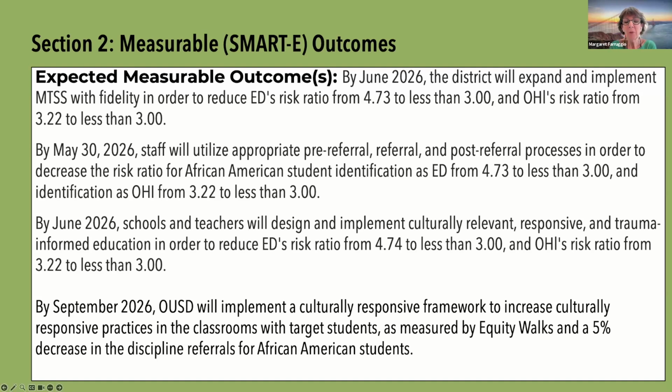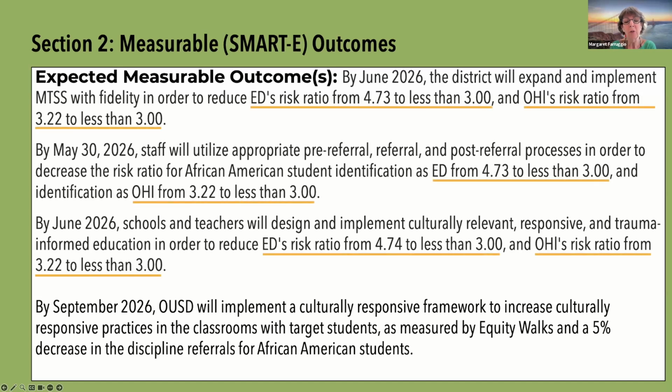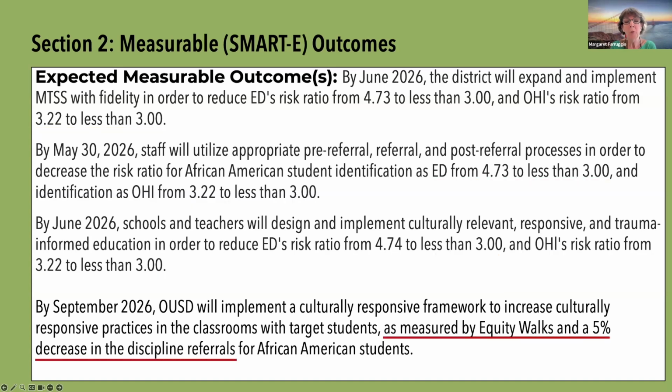I want to point out that 3 of the 4 measurable outcomes indicate that the LEA's ultimate goal is to decrease the risk ratios for African American students eligible under OHI and ED. The dates are also aligned within progress report number 7. The 4th outcome is measured in 2 ways: by comparing equity results and by decreasing discipline referrals. As a reminder, remember to establish and collect baseline data. This outcome is aligned with the final progress report number 8.